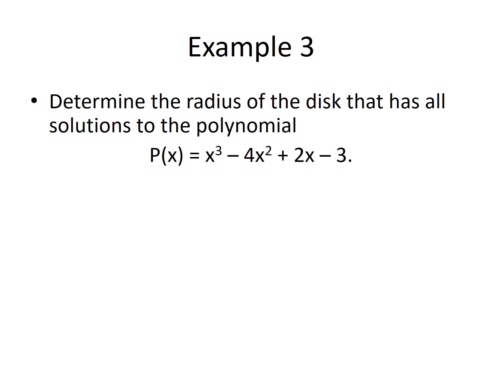Let's look at another example. Determine the radius of the disk that has all the solutions to the polynomial x cubed minus 4x squared plus 2x minus 3.